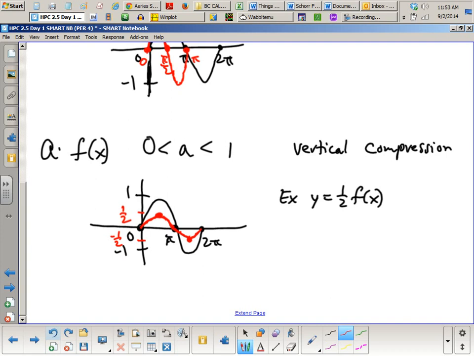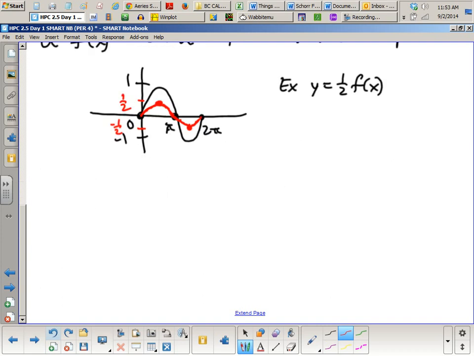Your Algebra 1 teacher says it looks wider. Really? Wider? I don't think so. Not wider. It's shorter. Multiplying by a half doesn't make things wider, it makes it shorter. Okay, on the outside like that.